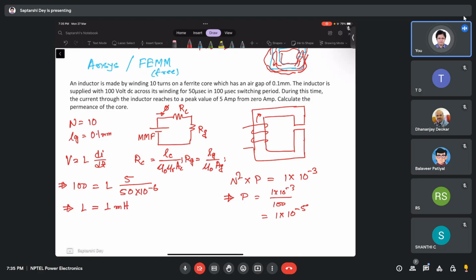What is the unit of permeance? Dimensionally, it should be Henry. Dimensionally, it should be Henry by turns squared, if we can say. Dimensionally same as inductance. So this is the permeance, I think.